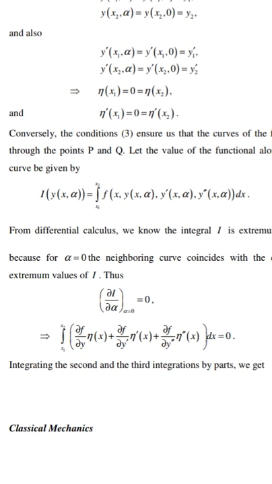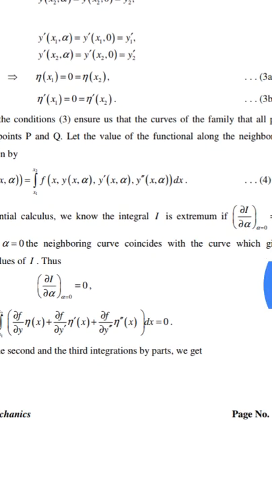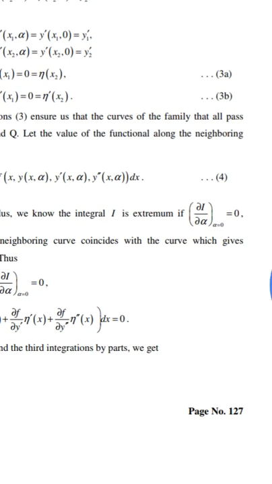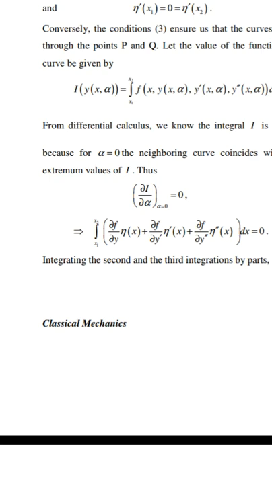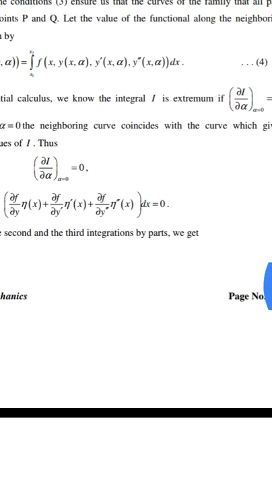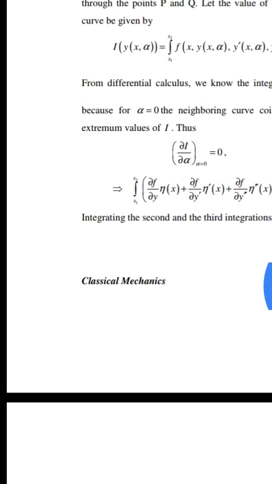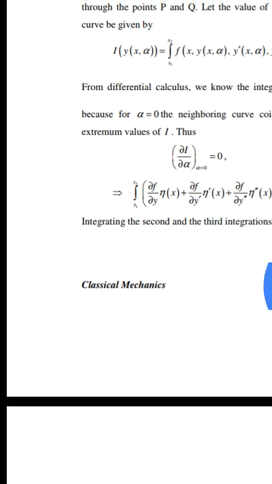From the differential calculus, we know that the integral I is extremum if dI by d alpha at alpha is equal to 0 is equal to 0, because for alpha is equal to 0 the neighboring curve coincides with the curve which gives the extremum value of I. Thus dI by d alpha at alpha is equal to 0 is equal to 0.